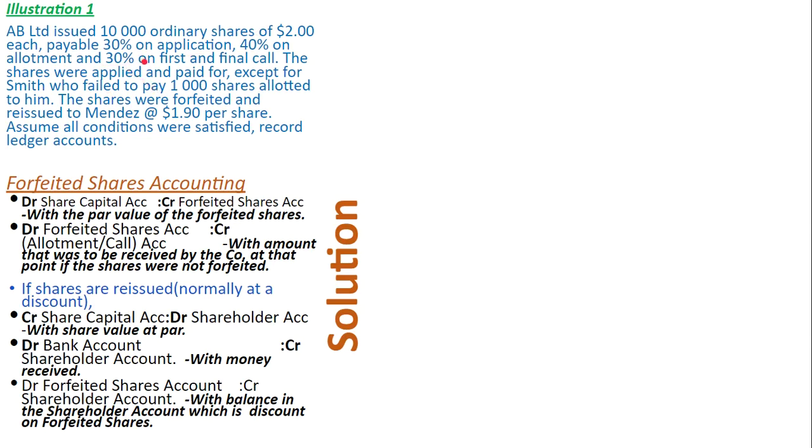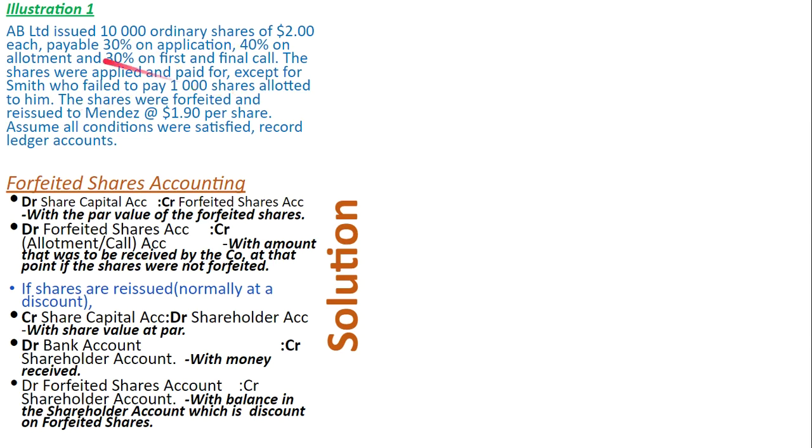First, we know that 10,000 shares were issued at $2. Therefore, we do not have share premium or share discount in this illustration. 30% is payable on application, 40% on allotment, and 30% on first and final call. However, we are told that Smith failed to pay 1,000 shares allotted to him.